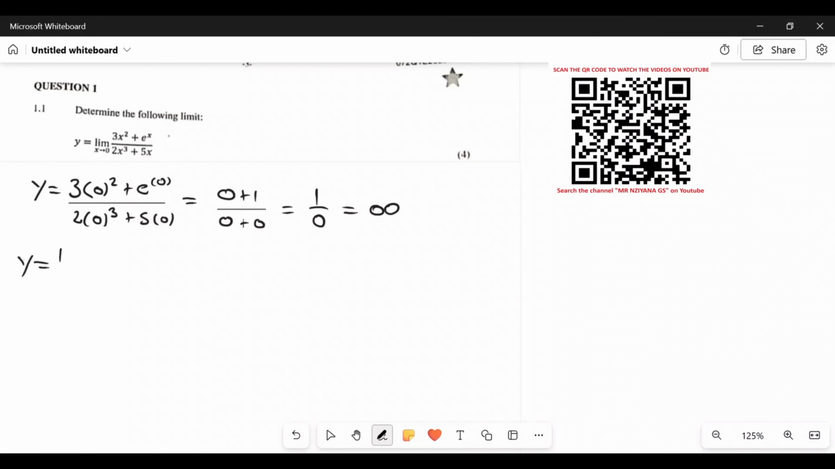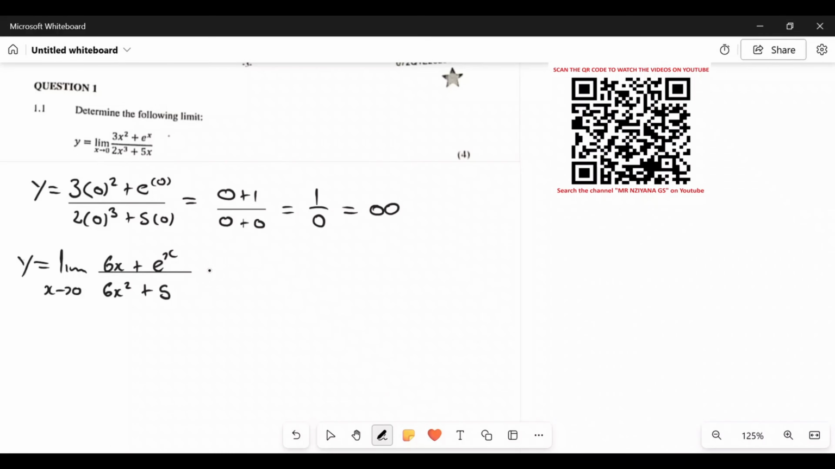Y equals the limit as x approaches 0. Let's not forget that. Now what we need to do here is to differentiate the numerator and the denominator. Now if you look at the numerator, the first term with 3x squared, the standard differentiation is going to give us 6x and then plus e to the power of x. When you differentiate e to the power of x, that's going to give you e to the power of x. It's an exponential differentiation. And then on the denominator, we have to differentiate 2 multiplied by x cubed. This is going to give us 6x squared plus 5. If you differentiate 5x there.